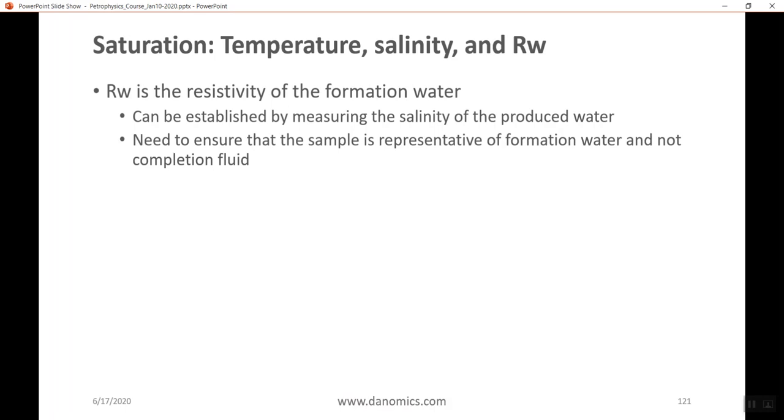So a few caveats here. First of all, you need to make sure that this sample actually represents formation water and isn't something like your completion fluid, which can be a concern if you capture your sample, especially very early in the flowback phase after a frac.